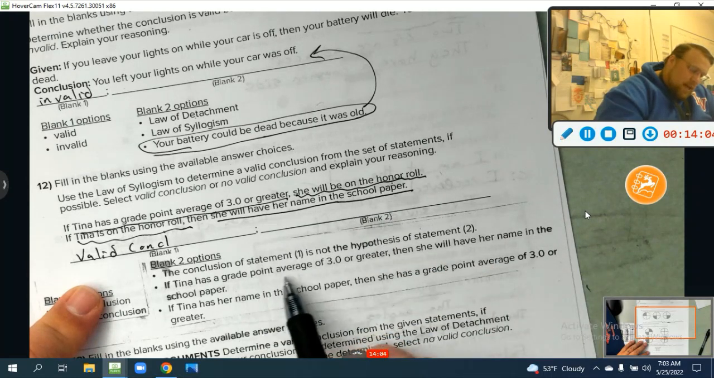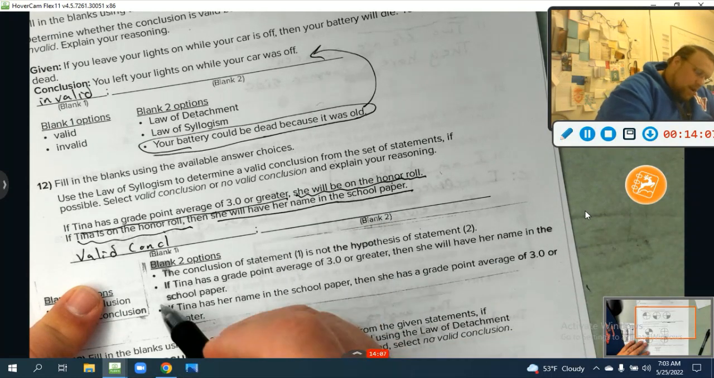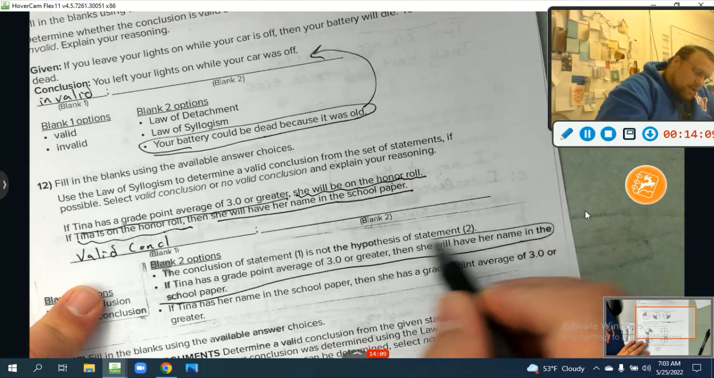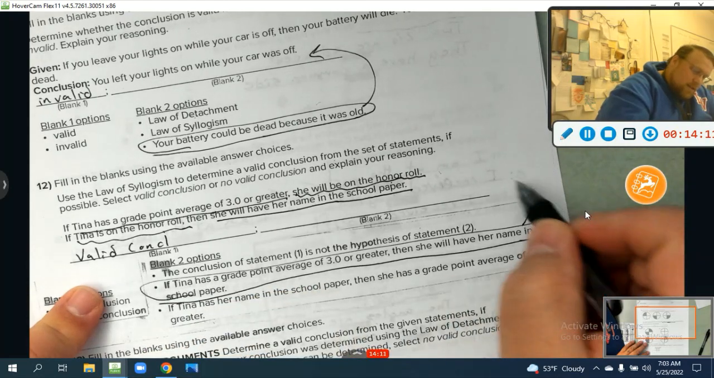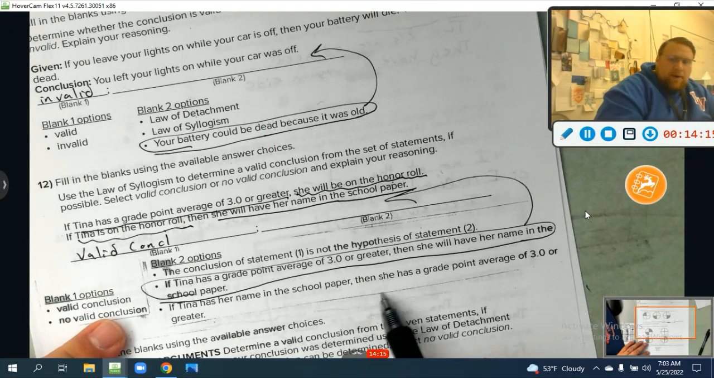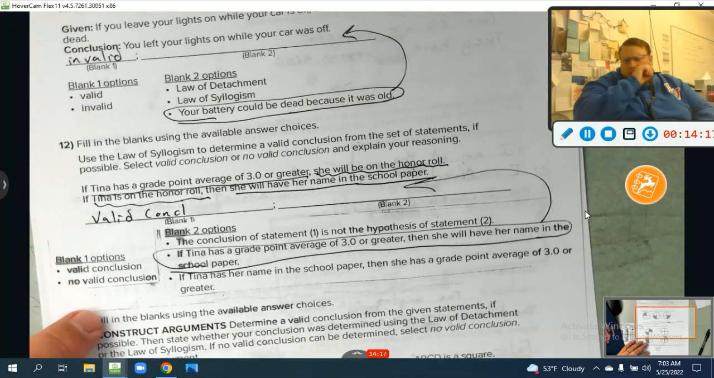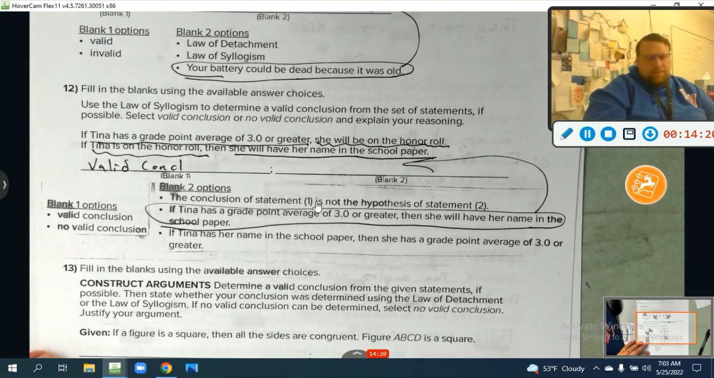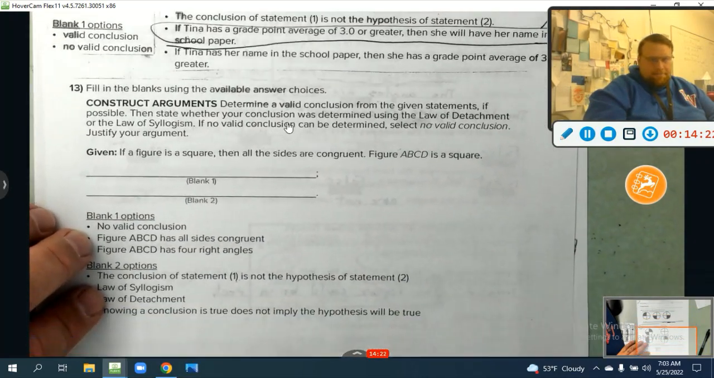Which one says that? Right here, second choice, says it exactly. This one says it backwards, that's why it doesn't work. Boom! Let's go on to 13.